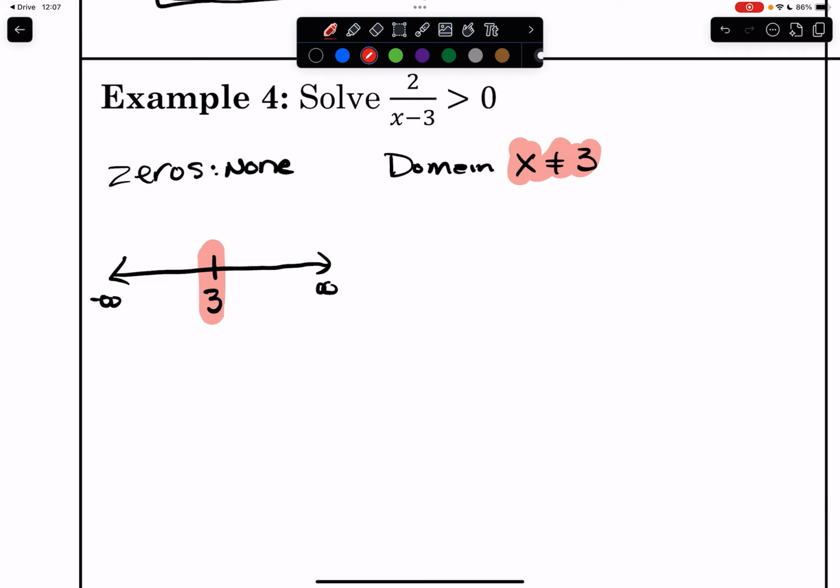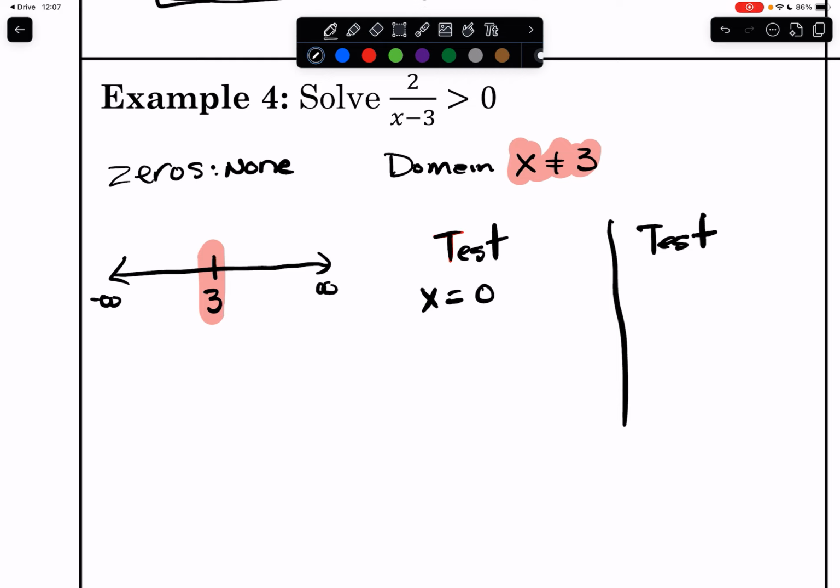So let's see what happens. There's only 2 places to test, so we're going to test only 2 locations. We'll start with testing to the left of 3. So 0 is on the left of 3. And on the top is going to be positive because there's no number to plug in right there. So that's going to just be +2. But what about on the bottom? If I plug in 0, 0 minus 3 is negative. So this does not simplify to positive because the negative sign doesn't pair up with anything. So we're going to be negative on the left side of 3.